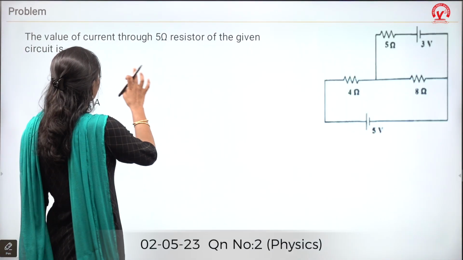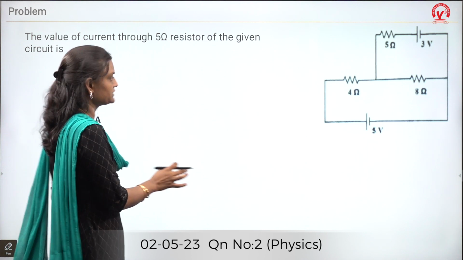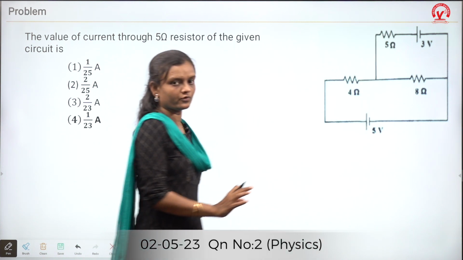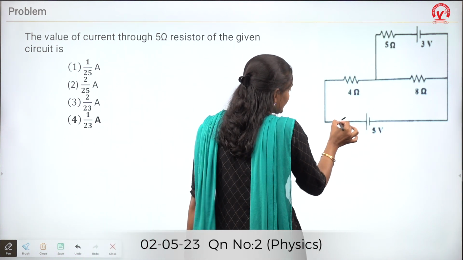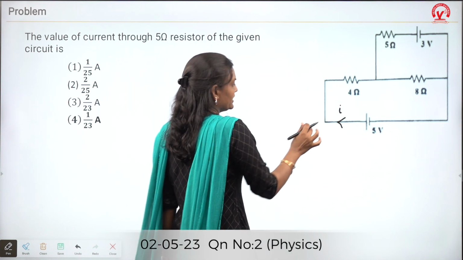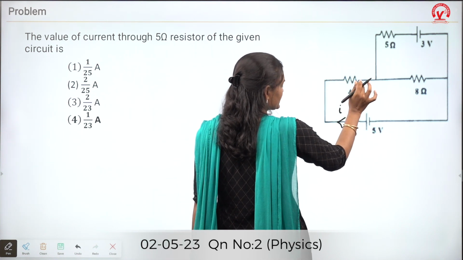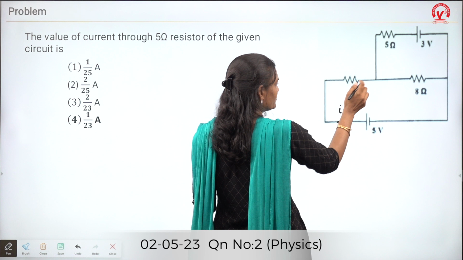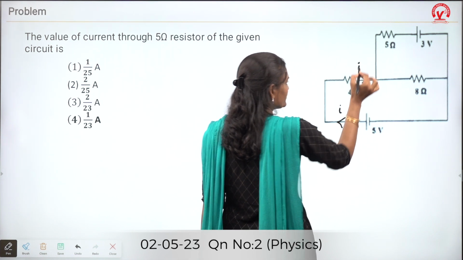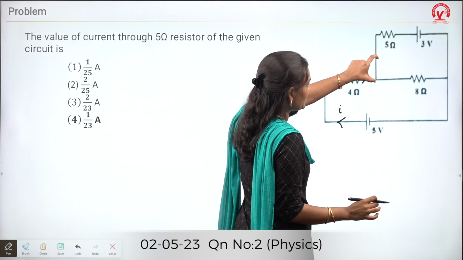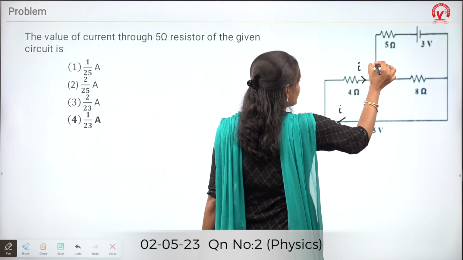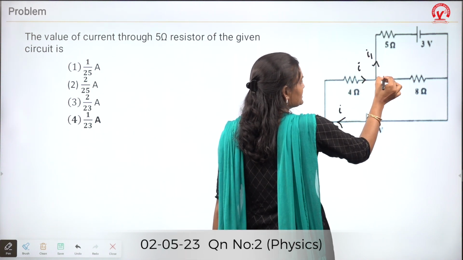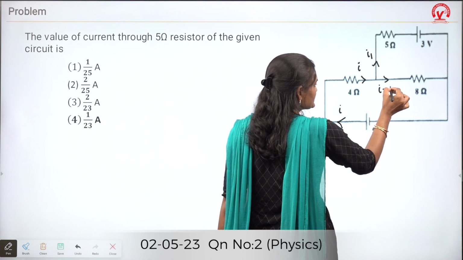The value of current through the 5 ohm resistor of the given circuit is, our aim is to calculate how much current is flowing in this 5 ohm resistor. Now this is the current direction. I am going to take I amount of current flowing in this direction. This is the same path, so I amount of current flows in the 4 ohm also. Now there are 2 paths here. The first path I am going to take as I1. This path represents I minus I1.